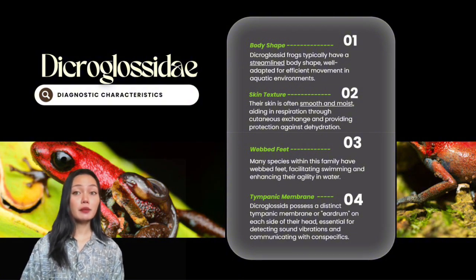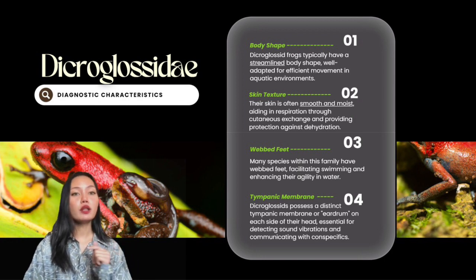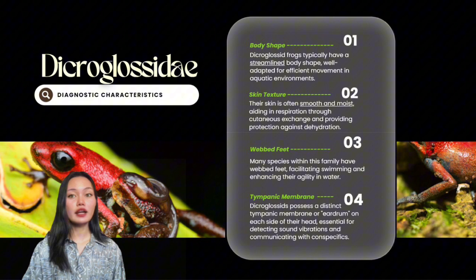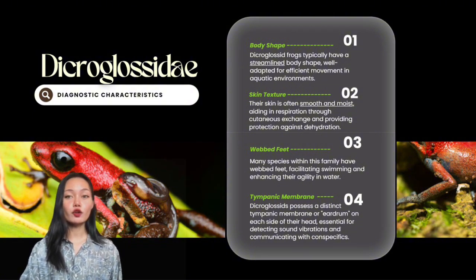Next is the tympanic membrane. As we can see, there is a black dot beside the eyes, and that is their tympanic membrane, or their eardrum, on each side of their head, essential for detecting sound vibrations and also for communication with conspecifics.